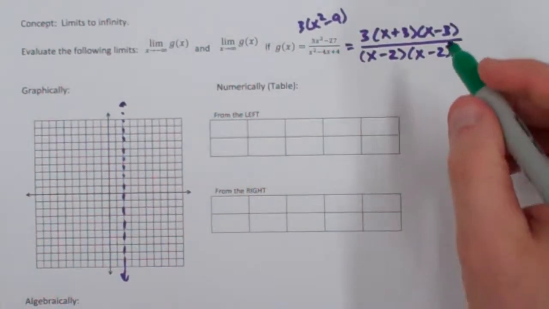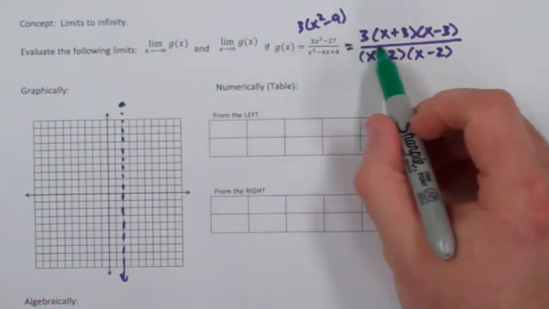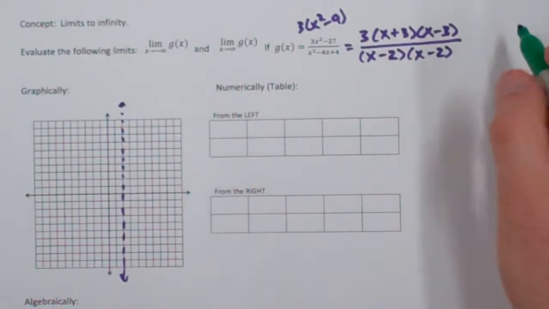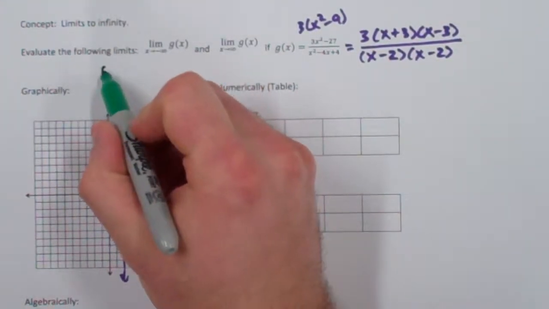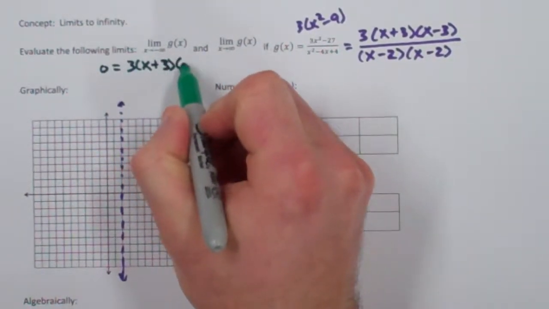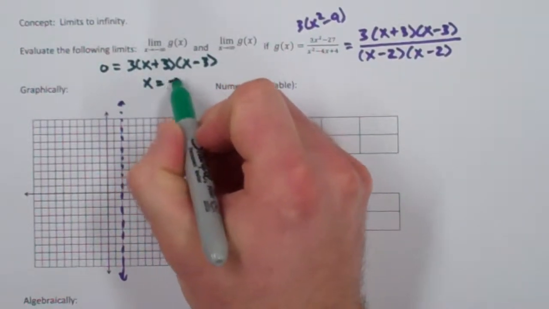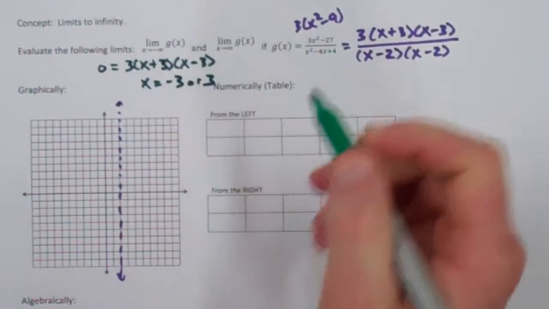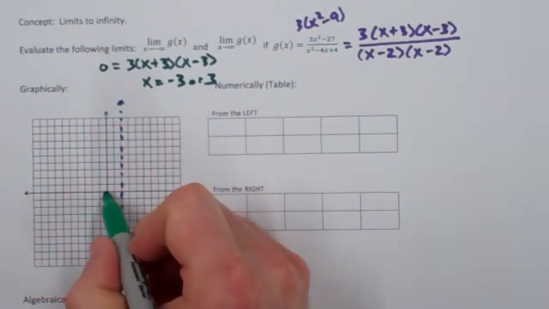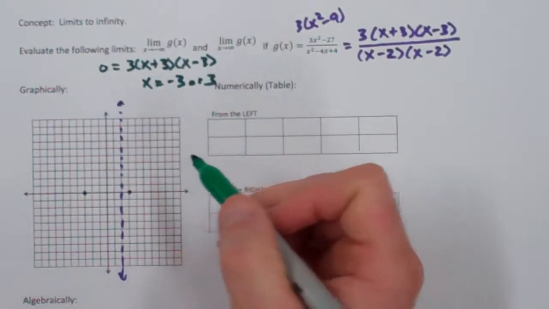Another nice thing to do is to figure out what any of the x-intercepts are. So to find the x-intercepts, we're going to plug in 0 for y, and we really only need to look at this top part. We can set the top part equal to 0. So we've got 3 times x plus 3, x minus 3, and if you solve this, you would find that x could be negative 3 or positive 3. So we can go to our graph, we can go negative 3 here, and also positive 3.